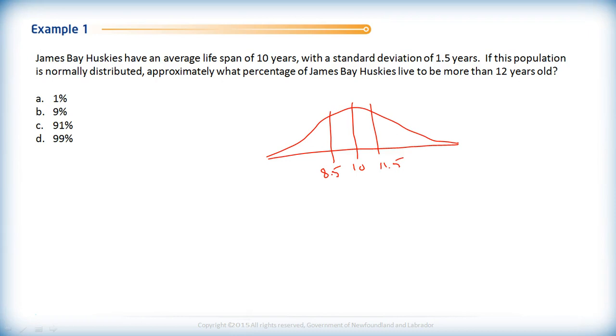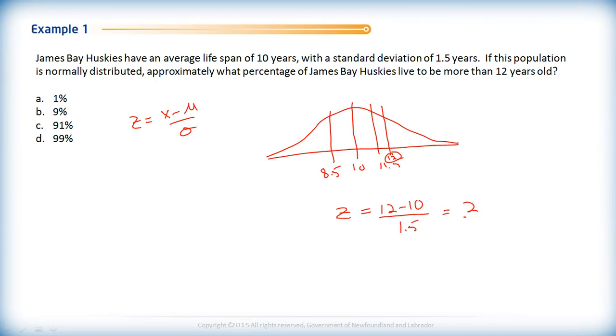Approximately what percentage live to be more than 12 years old? So we should have a Z-score of a little more than 1 if we're going to get to 12 years, because we're just beyond 1 standard deviation. So let's get that Z-score first. Remember that Z is equal to x minus mu over sigma. In this case, Z is equal to the x value, which was 12 years old, minus the average, over the standard deviation, which is 1.5.